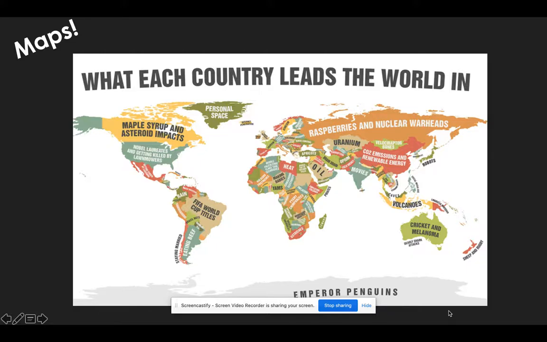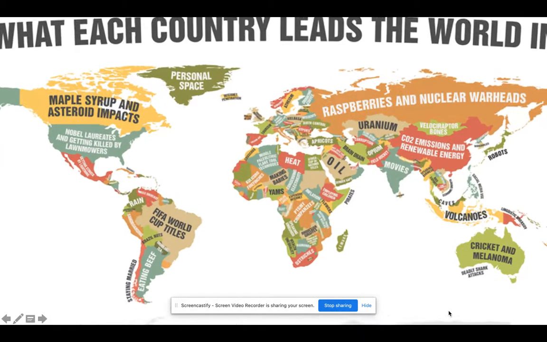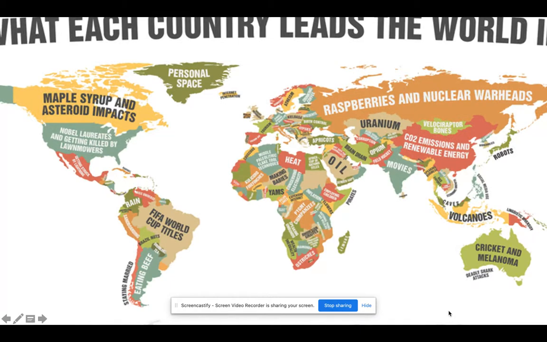Okay, this is part two of the second geography lesson. As you can tell by the screen, we're going to be talking about maps. So here's a map that I think is meant to be kind of funny. It shows you what each country leads the world in.